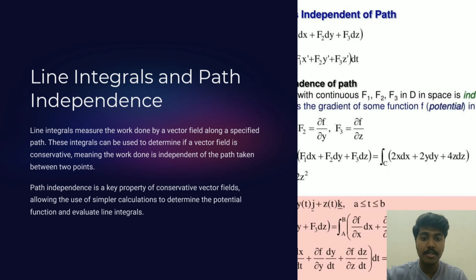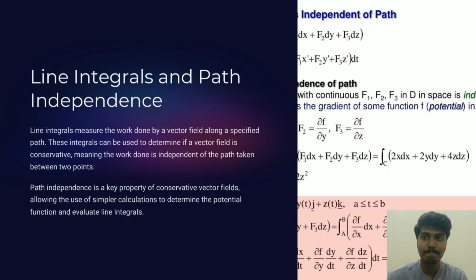So line integral measures the work done by a vector field along a specified path. These integrals can be used to determine if a vector field is conservative, meaning the work done is independent of the path taken between the 2 points. Path independence is a key property of conservative vector fields, allowing the use of simpler calculations to determine the potential functions and evaluate the integrals.